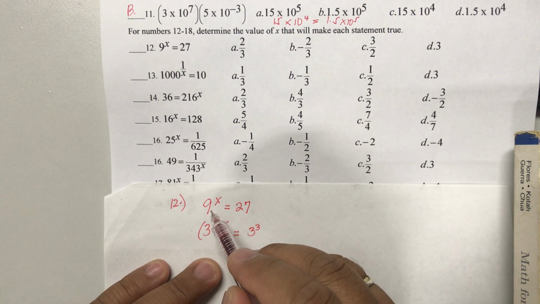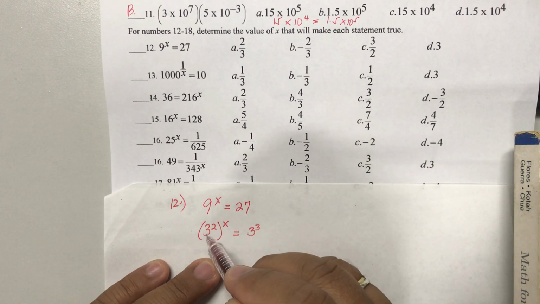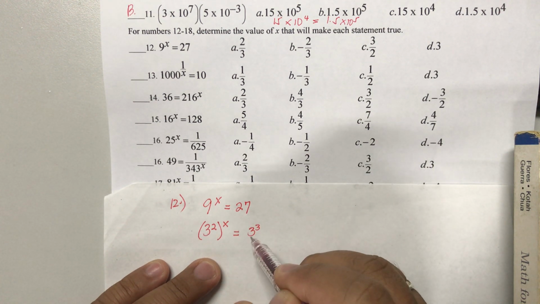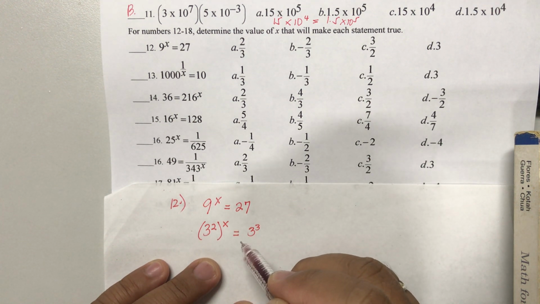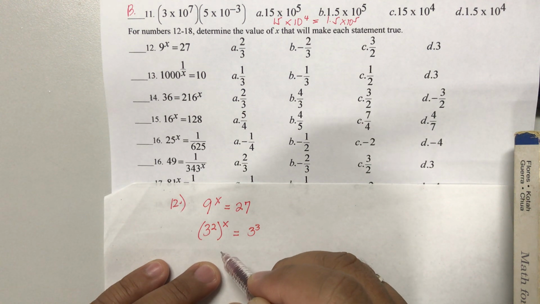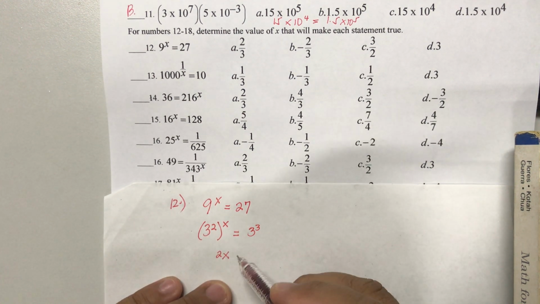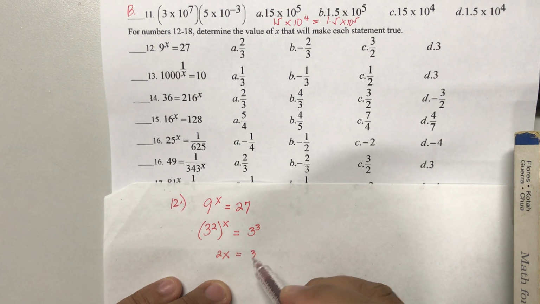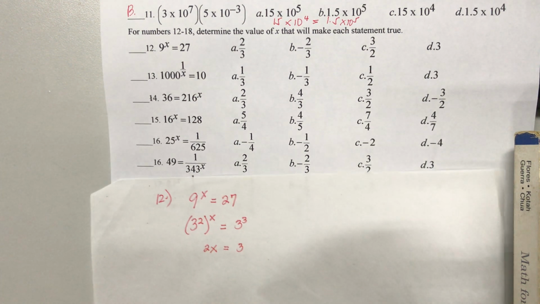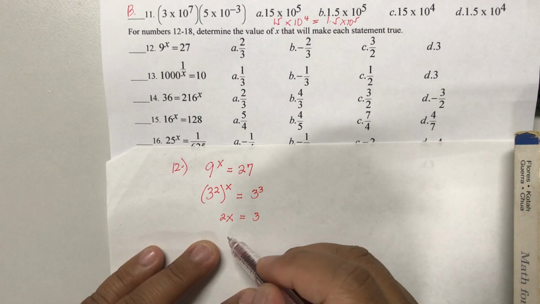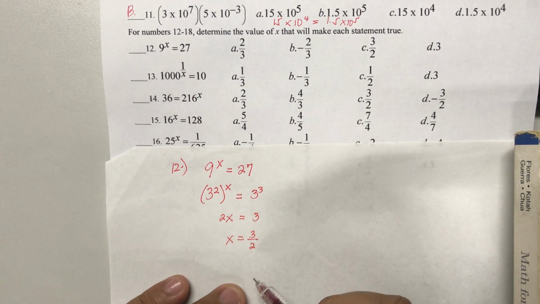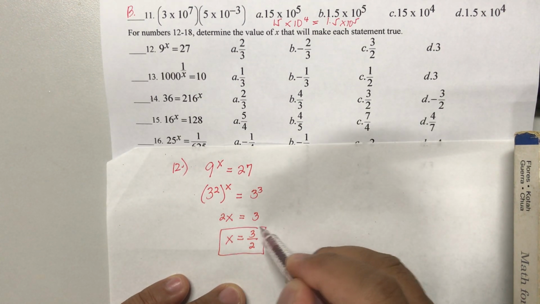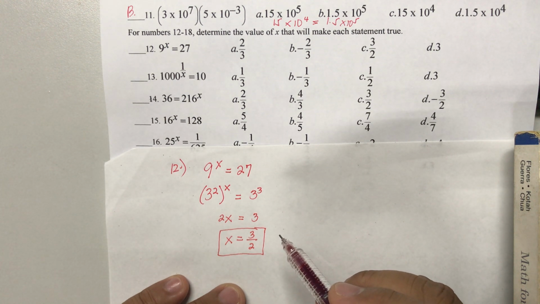The two expressions are equal. Their bases 3 are equal. It follows that their exponents must also be equal. So the exponents would be 2x on the left side and 3 on the right side. If 2x is equal to 3, therefore x is equal to 3 halves. That's dividing 2 to both sides of the equation. Meaning to say, the exponent of 9 must be 3 halves in order to get 27.